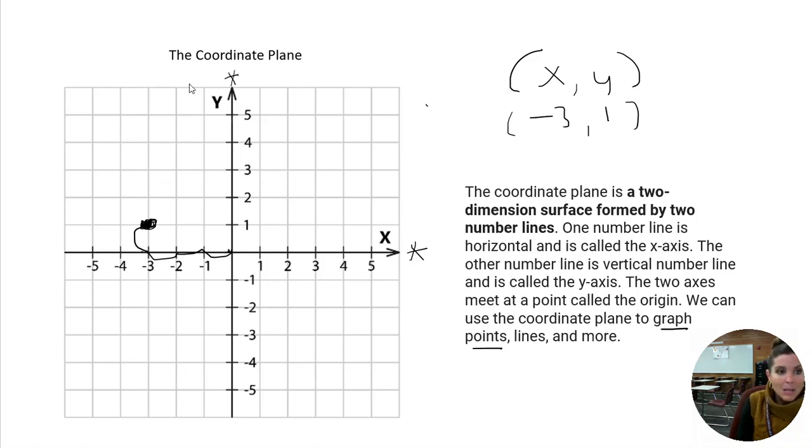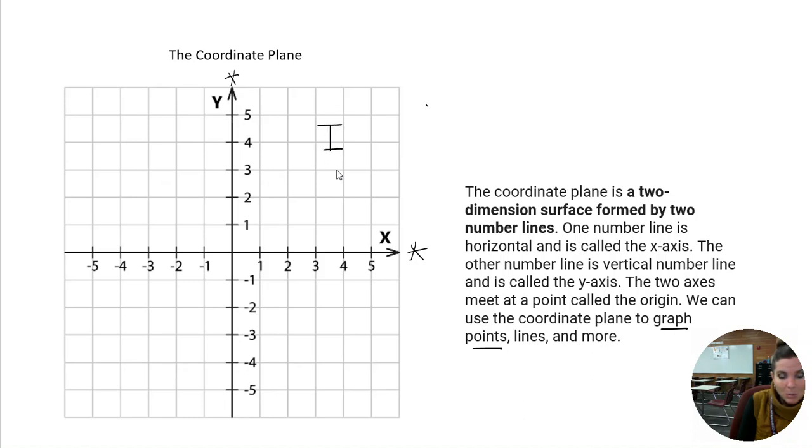Okay. Now, when we talk about the coordinate plane, when the x and the y-axis intersect each other, they form 4 quadrants. Okay, so let's talk about the quadrants, and it's really important to know which quadrant points are in. This quadrant right here is called quadrant number 1. This quadrant right here is called quadrant number 2. This quadrant right here is called quadrant number 3, and this quadrant right here is called quadrant number 4.